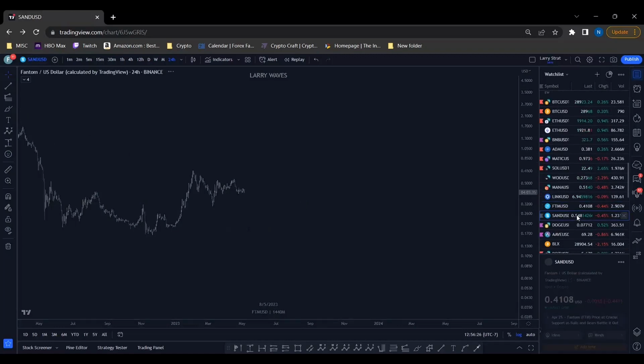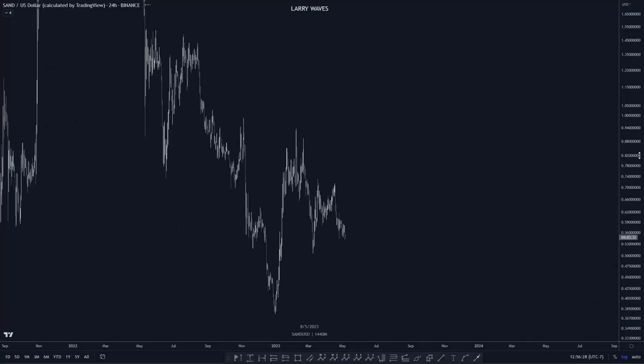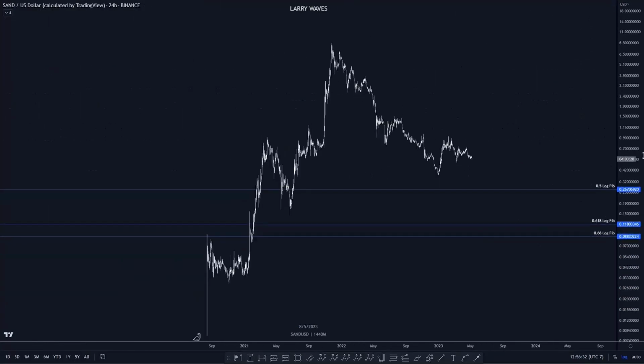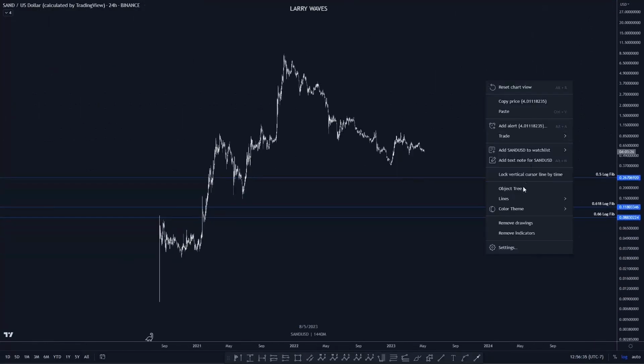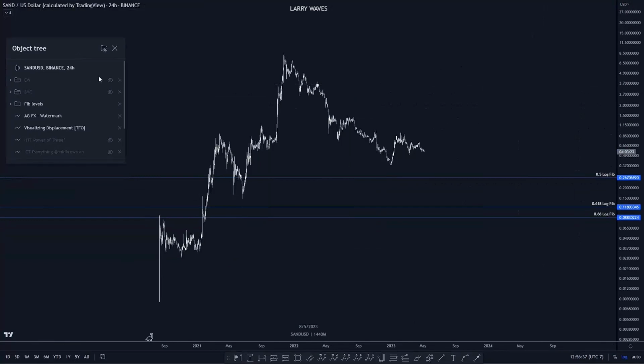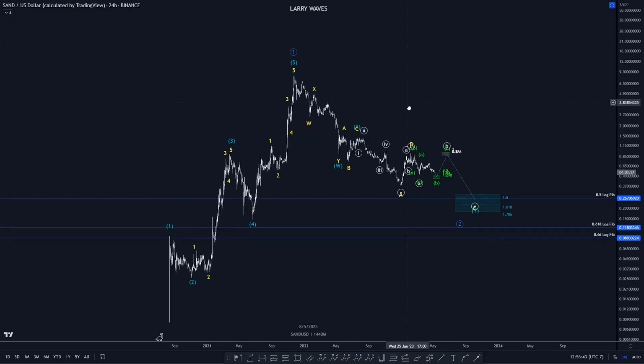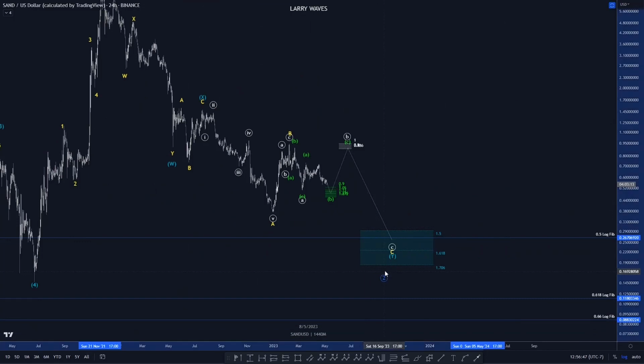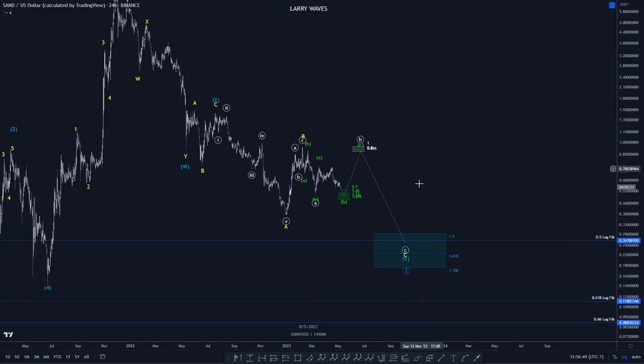Let's see, Sand, and I think Doge. That's the last two. So Sand has a good look to it as well. Just like with Boo, it just has a very nice looking impulsive structure up. The only thing we didn't like about it was how further along it is with its Elliott Wave counts.